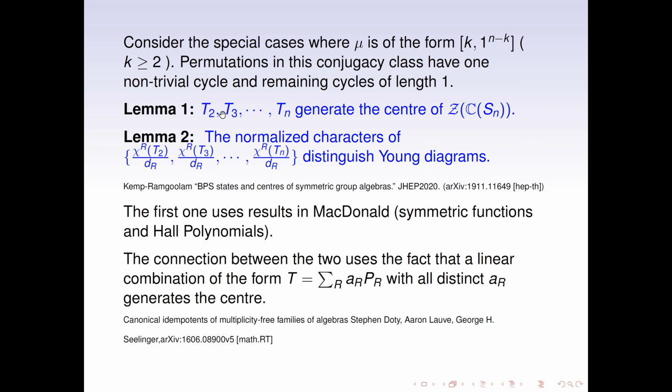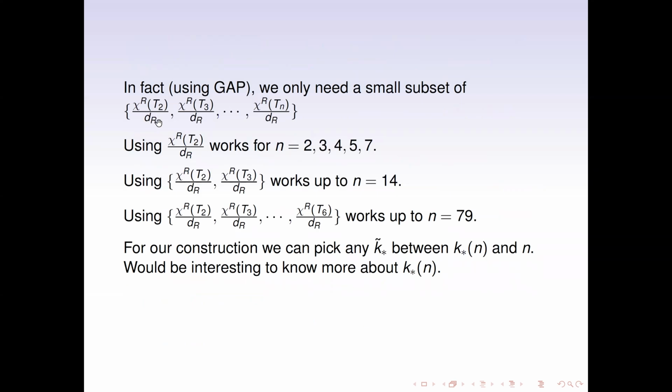Related to this fact is that the normalized characters for these elements distinguish Young diagrams. If I list these normalized characters for one Young diagram, and then scan through all possible Young diagrams, this list of normalized characters distinguishes them. No two distinct Young diagrams have the same list. So this generates the center, and these normalized characters distinguish Young diagrams. The point is that these T's can be used to detect Young diagrams, and T2 up to Tn can distinguish all Young diagrams.